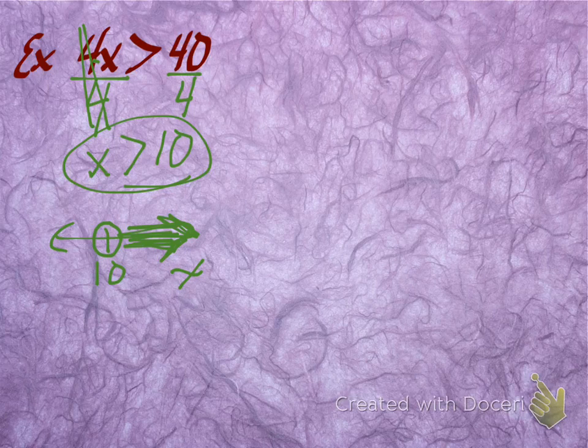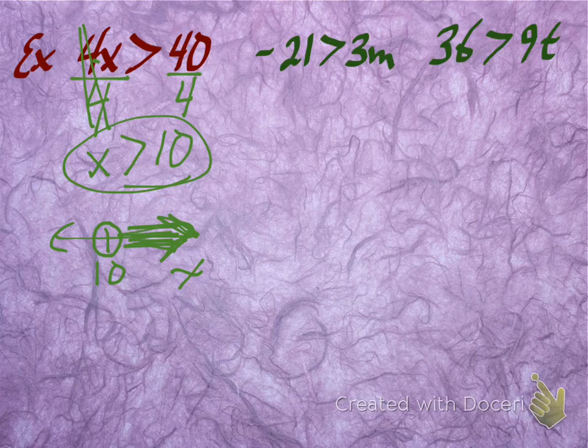Alright, so moving forward, let's take a look at 2 more examples. Let's look at negative 21 is greater than 3m, and it doesn't matter which side the variable's on, just leave it where it is. And then another one, also with the variable on the right, 36 is greater than 9t. So go ahead and pause the video, and I want you to solve both of these inequalities, including the graph. And then as soon as you get those 2 done, go ahead and resume the video, and we'll make sure your answers match mine. Alright, so pause the video now.